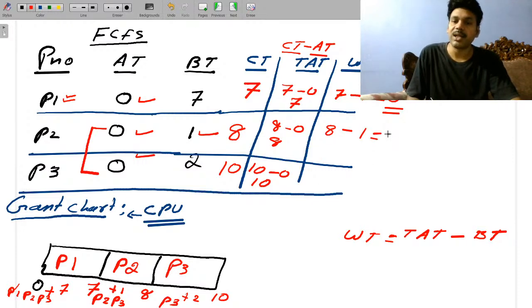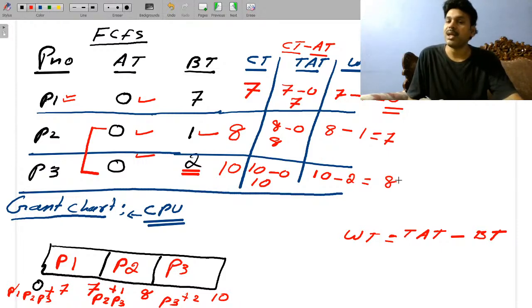So its waiting time is 7. And this is 10 minus, its burst time is 2. It is only 2 cycles busy with the CPU and the remaining time is what? Waiting time only. So therefore your waiting time is 8 here. I required only 1 cycle of CPU, but my waiting time is how much? 7. So this is your turnaround time and this is your waiting time.